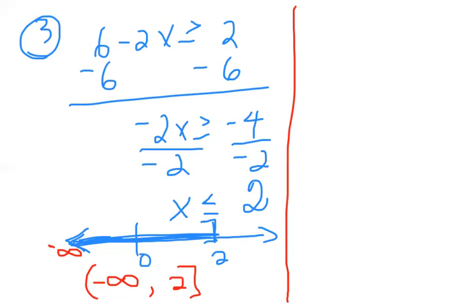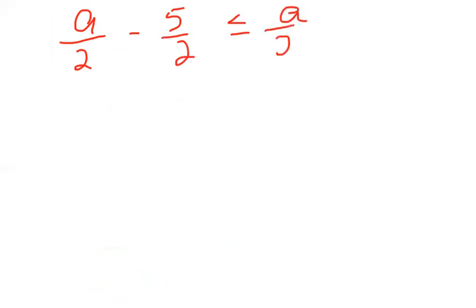Now, last example, actually, you know what, I'm going to erase all of this. Last example, and this one involves a fraction, everybody. So I've got a over 2 minus 5 over 2 is less than or equal to a over 2 minus 1. Whoa, this is easy. Guys, all the denominators are exactly the same thing. That's too easy. I think I may have made an error on this one.